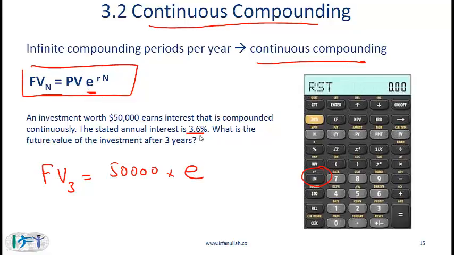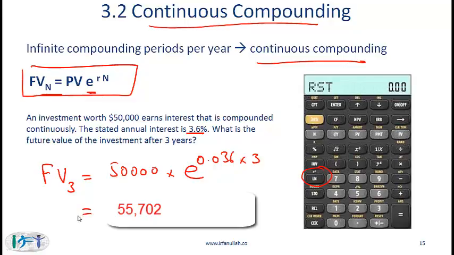R is the stated annual rate expressed as a decimal. So 0.036 multiplied by the number of years, which is 3. So the way you do this on your calculator is as follows. First thing, just multiply 0.036 by 3, then hit the second button and e to the power of x. That will give you an expression for this, and then multiply by 50,000. When you do the calculation, here is what you should get.